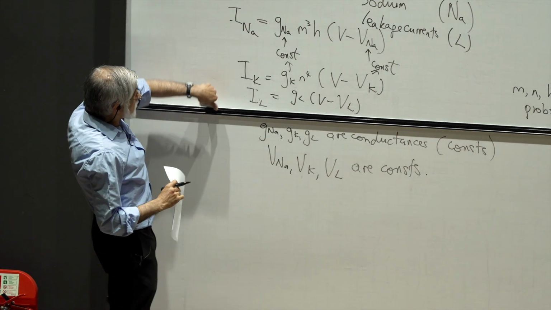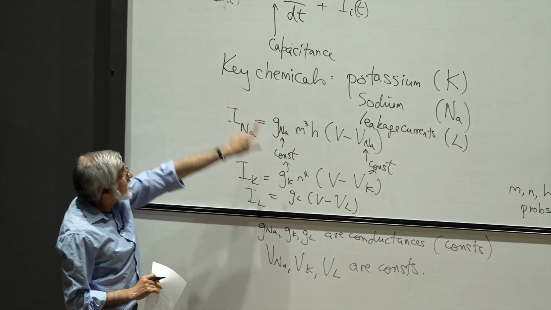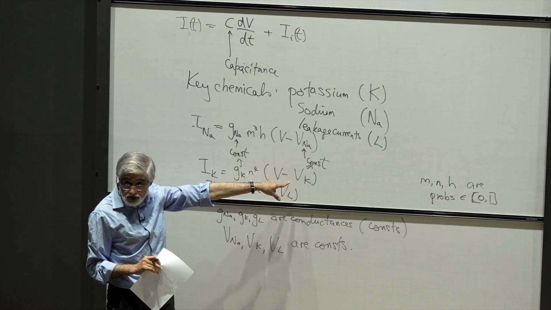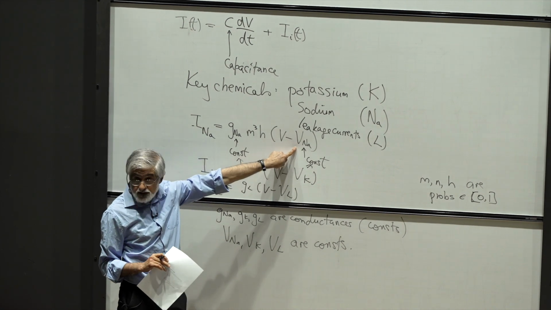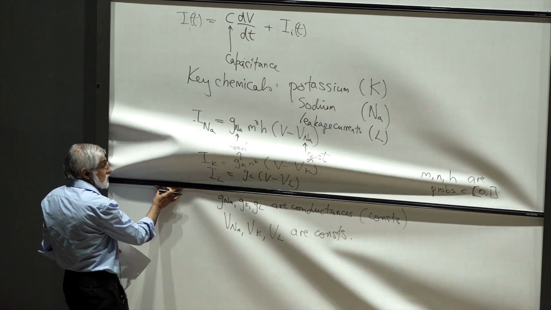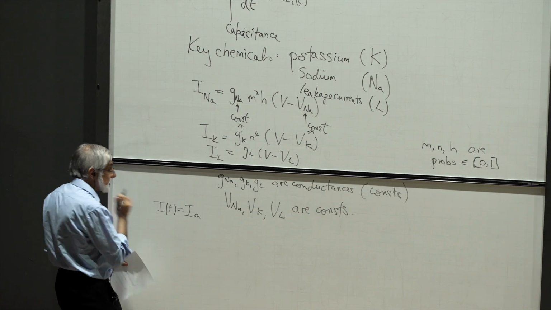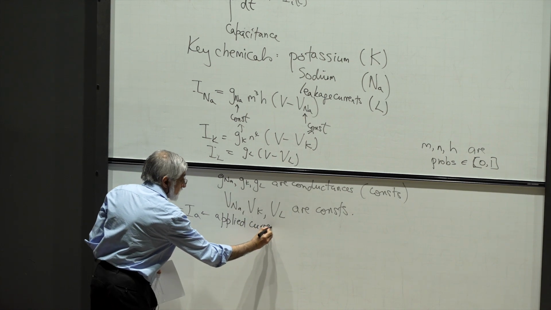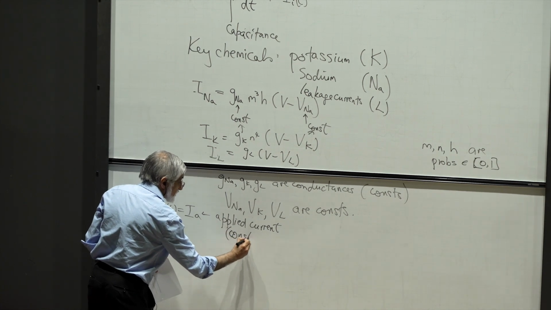So think about it now. Plug these into there. So what do we have? We've got C dV by dt plus something times (V minus VK) plus something times (V minus VL) plus something times (V minus VNa). What is I? I is an applied current. We call that IA. That's called the applied current. That's a constant.